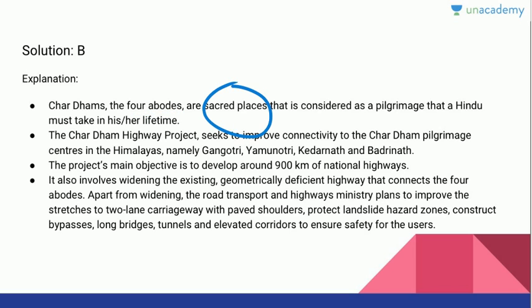They are the sacred places considered a pilgrimage that a Hindu must take in his or her life. The Char Dham highway project seeks to improve connectivity to the Char Dham pilgrimage centers in the Himalayas, mainly in Uttarakhand, that is Gangotri, Yamunotri, Kedarnath and Badrinath. The project's main objective is to develop around 900 kilometers of national highway, and it also involves widening the existing geometrically deficient highway that connects the four abodes. You can read more about it here.